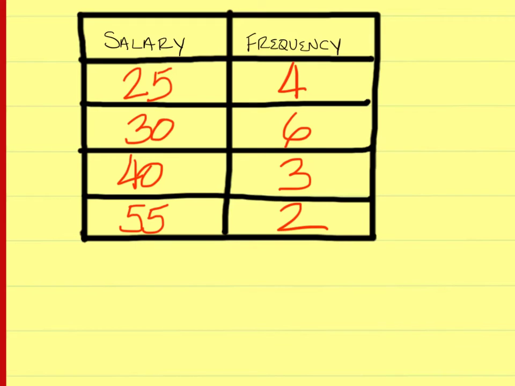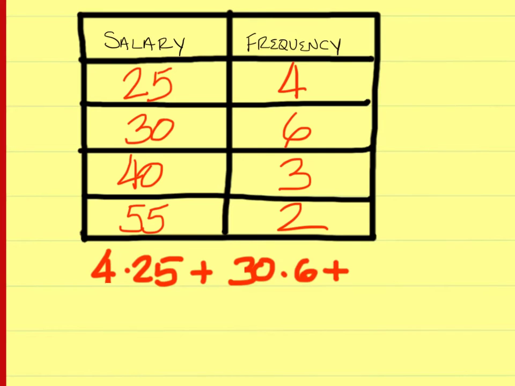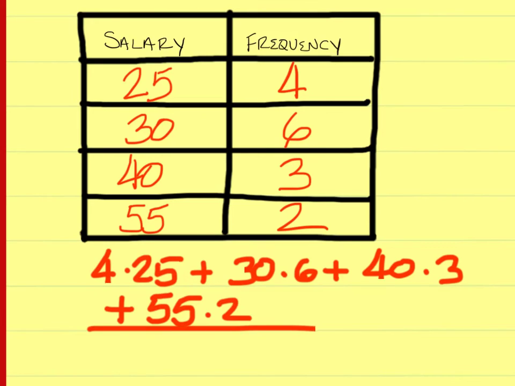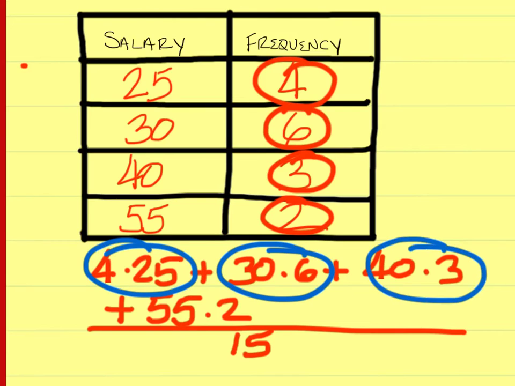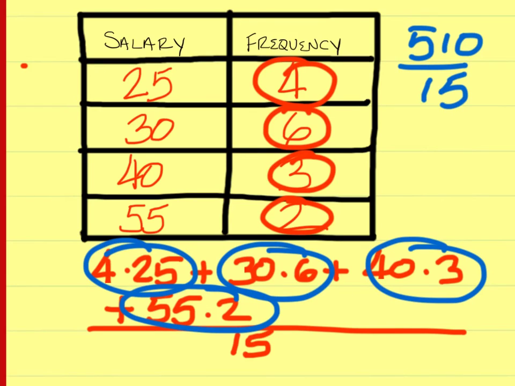Alright, on this one, to find the mean, you're going to have to do 4 times 25, plus 6 times 30, plus 3 times 40, and then plus 2 times 55. Divide all that by 4, 10, 13, 15. So when we go back to add up, we're going to have 100 and 180 is 280. 280 and 120 is 400. 400 plus 110 would be 510. 510 divided by 15 should be 34. You should have an x-bar of 34 to start with.